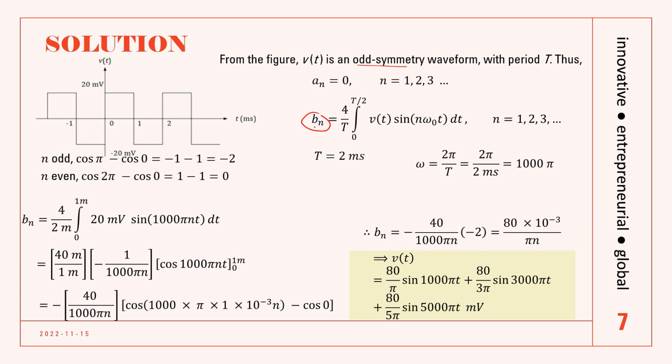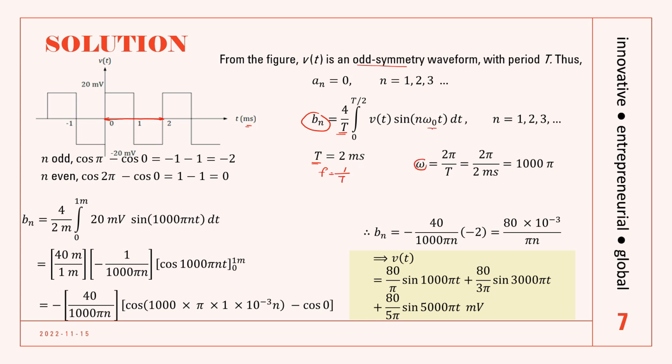Alright, so to determine your Bn, you need to identify your T, which is your period. Based on this, this is the T here. This is the period, so the period is 2 milliseconds. Once you know the value of the period, one full cycle, we know that F is equal to 1 over T.